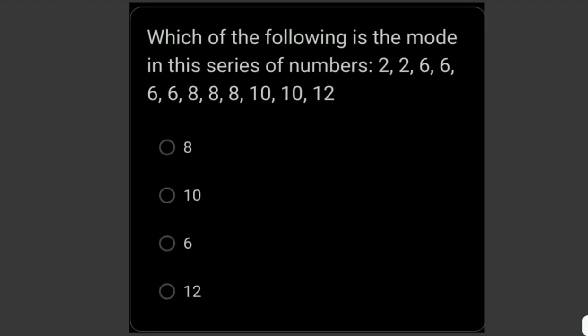Which of the following is the mode in this series of numbers: 2, 2, 6, 6, 6, 6, 8, 8, 10, 10, and 12? So what is a mode? The mode in a list of numbers is the one number that occurs the most frequently. So in this example, the number that occurs the most frequently is 6. Therefore, the mode for this series of numbers is 6.